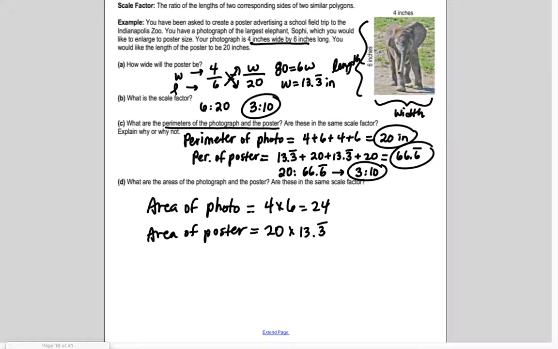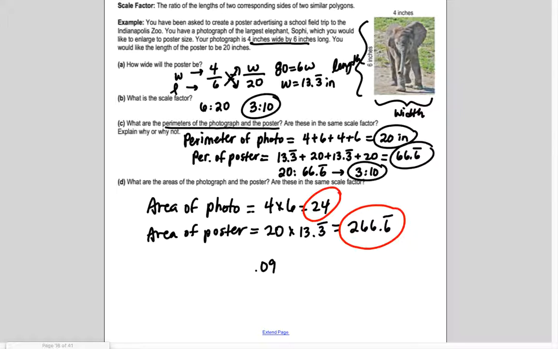And then I'm going to multiply by 20. I get 266.6 repeating. Okay, if I want their scale factor, guys, I do this divided by this. Do 24 divided by that answer. These are in the scale factor. I got the number 0.09 on my calculator.